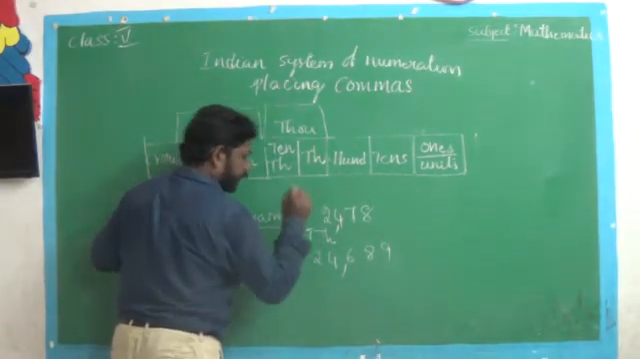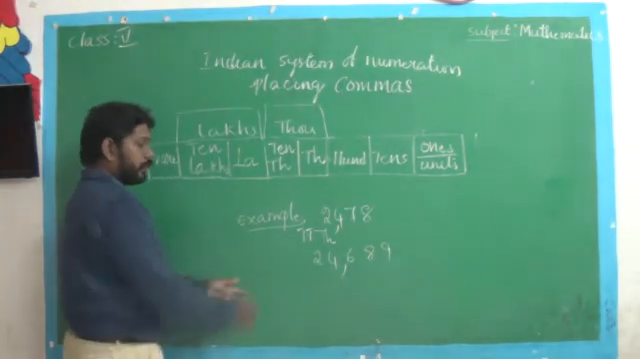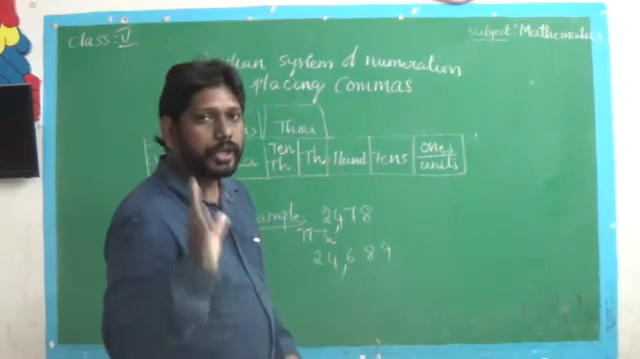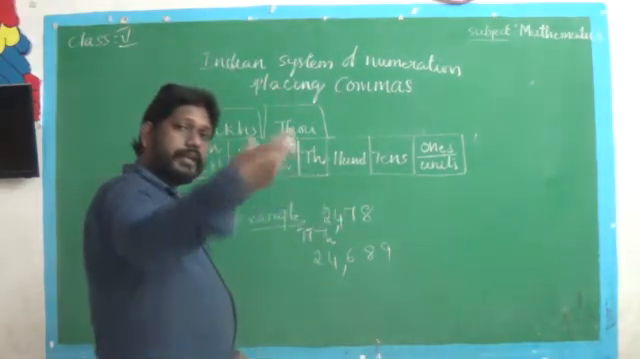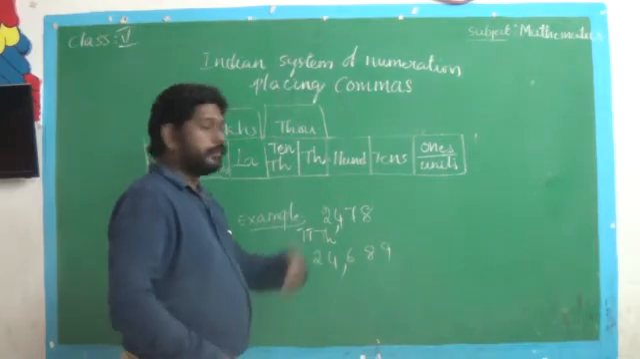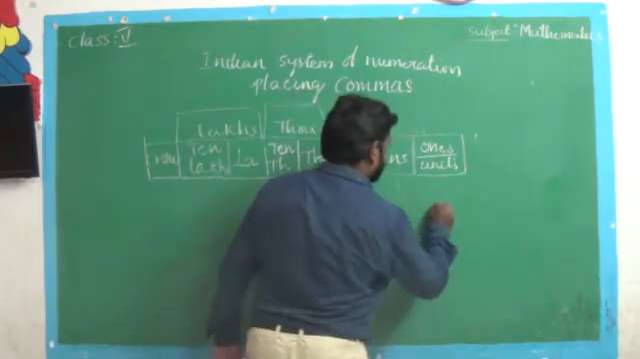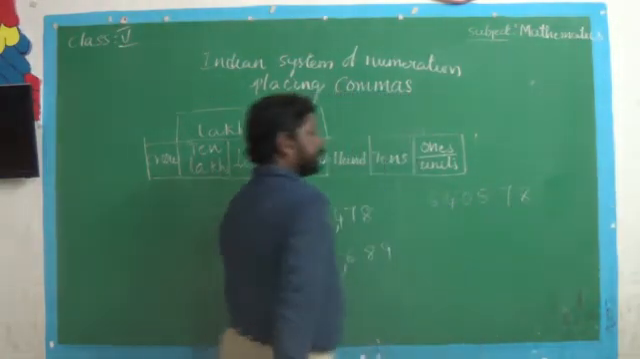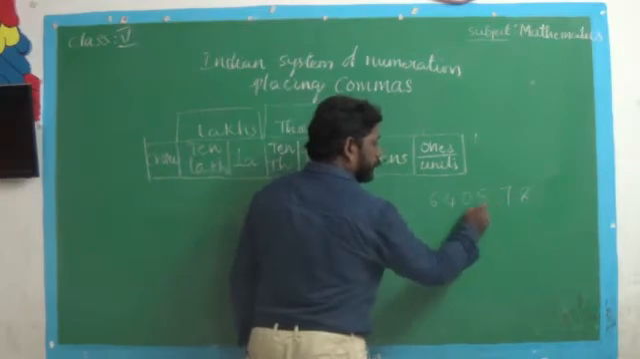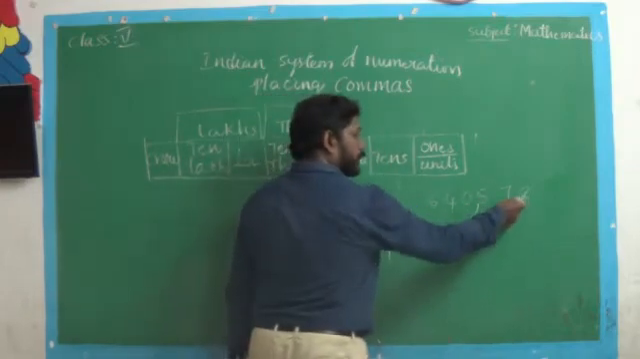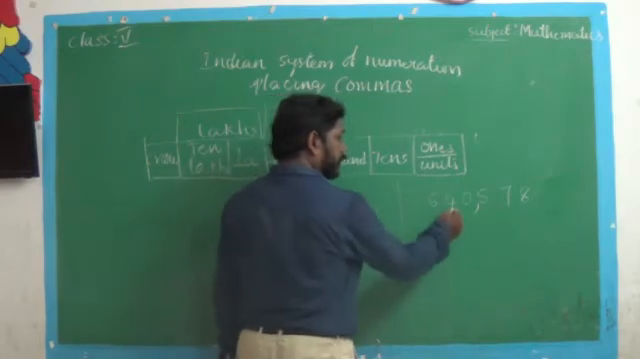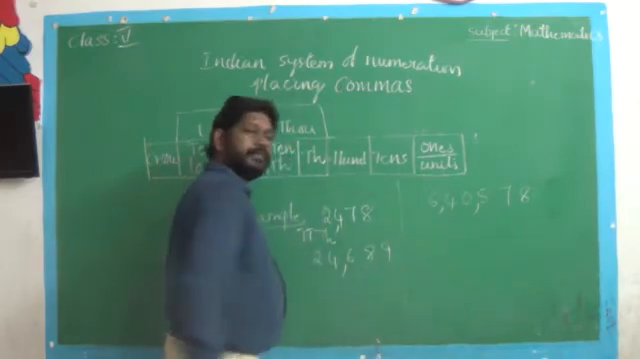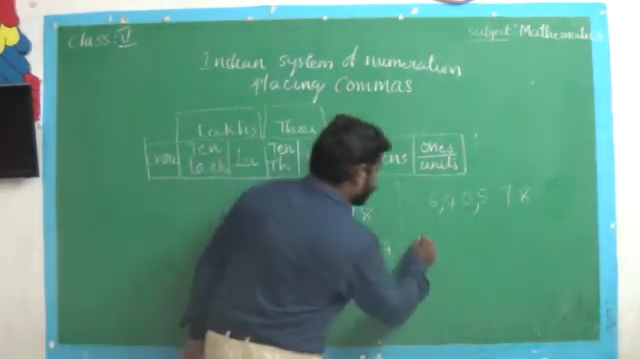1000, 10,000, two places. So these thousands can be grouped. Ones, tens, hundreds is grouped. Thousands is grouped. One more example: 6, 4, 0, 5, 7, 8. One group: ones, tens, hundreds, put comma. Thousands, 10,000, again put comma, then lakhs. Very easy.